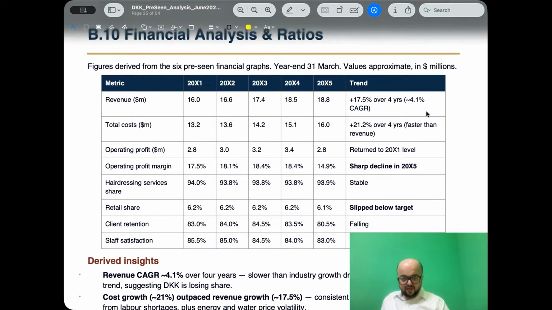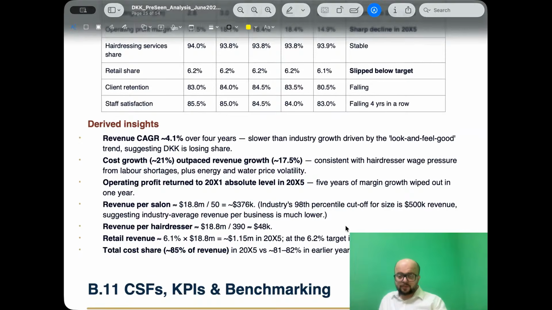Okay. Hairdressing services share has remained stable. From 94 to 93.8, it's the same, only a 0.1% difference has happened. Then retail share has remained at 6.2 for 4 years, and in 20x5 it has dipped below the target. Client retention from 83% has gone down to 80.5%, so that is falling. Staff satisfaction has started off with 85.5, has come down to 83, gradually, slowly and surely, 0.5% it has fallen 4 years in a row.